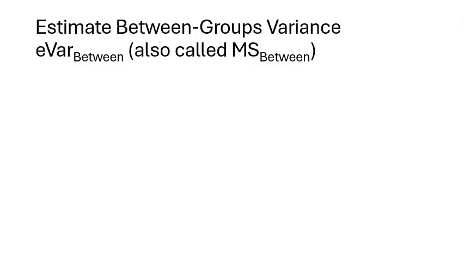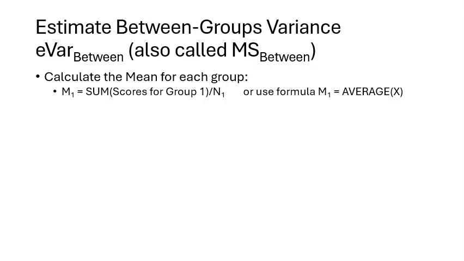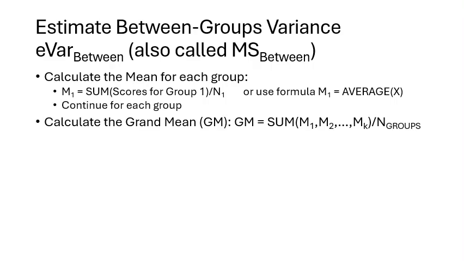Next, we're going to estimate the between groups variance, and this really is just like calculating EVAR for the means. So don't overcomplicate it. You'll see how simple it is. So we're just going to find the mean for each group, which we would already have done. And we're going to, of course, do that for each group. Then we're going to calculate the grand mean. And the grand mean is just like the mean of those 3 means. It's just that simple. We add those 3 means together and divide by the number of groups.